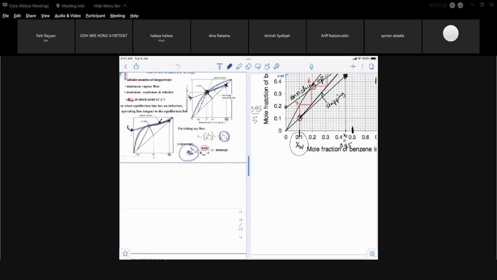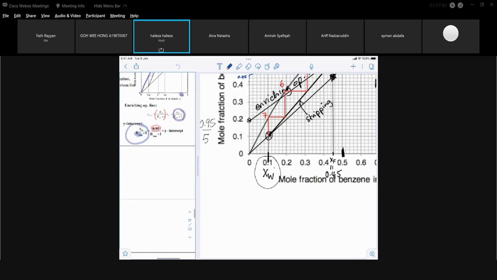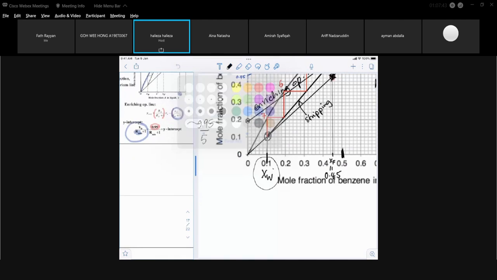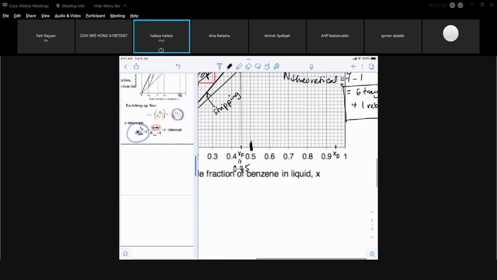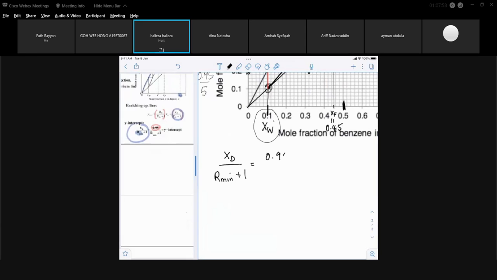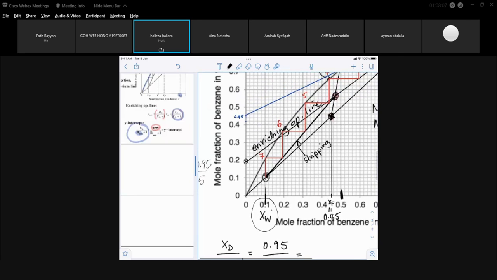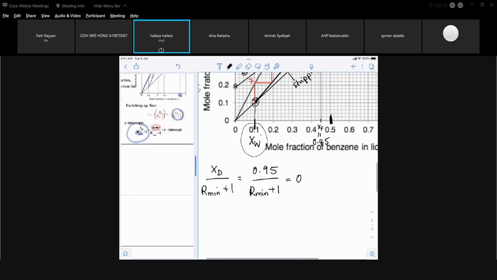So this is the equation, my R min equation. If I use that equation, I'm looking at the y-intercept, XD over R min plus 1. My XD for this example is 0.95. My R min is the unknown, my minimum reflux ratio plus 1. And from the graphical solution that I just got, my y-intercept is 0.45. From the graph, 0.45, I should be able to calculate my R min. Let's do it step by step.